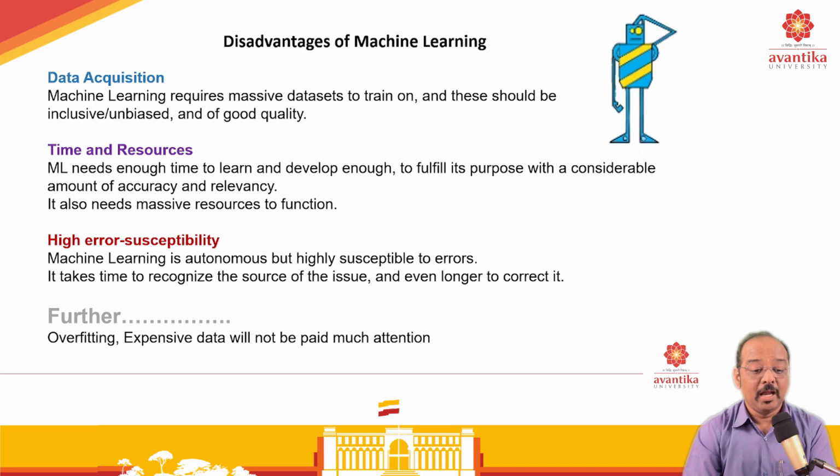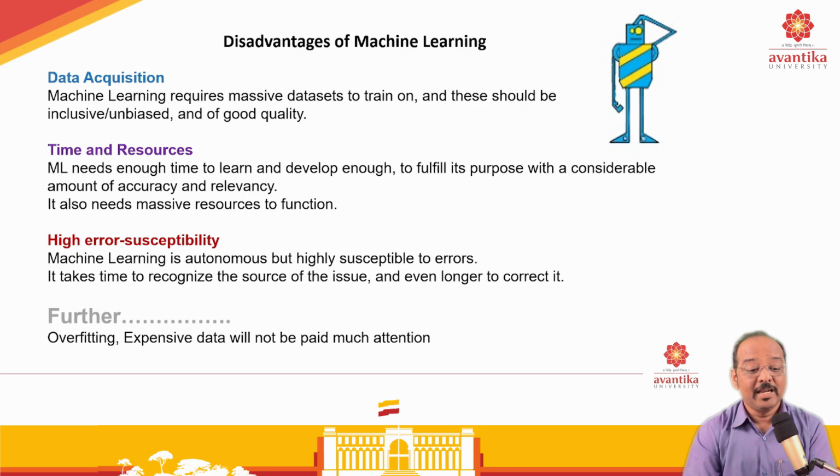Time and resources: machine learning needs enough time. For example, in the case of supervised learning, enough time is definitely required to train. In the case of unsupervised learning, the clustering, enough time is required to handle the spatial variations, to segregate and cluster the data.